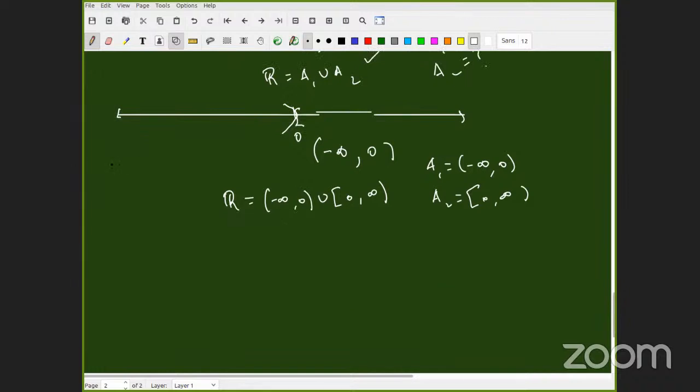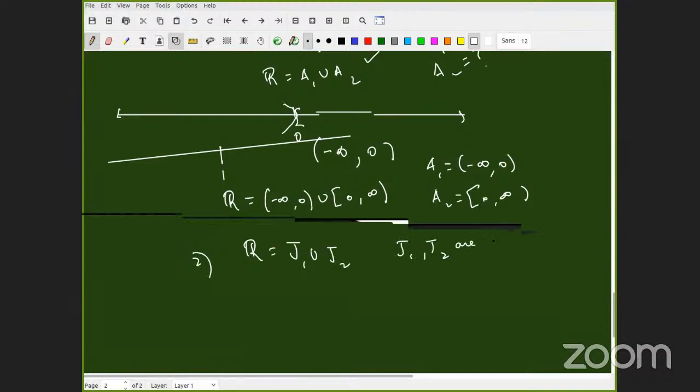I can partition anywhere here. She is partitioning at 1. Minus infinity to 1. I can even write the first one as closed, right? That is also allowed. Closed, union, 1 comma. Fantastic. Okay. Now same question. Now I'll write R equals J1 union J2. This is your second question. J1 and J2 are open intervals. Can you do that?